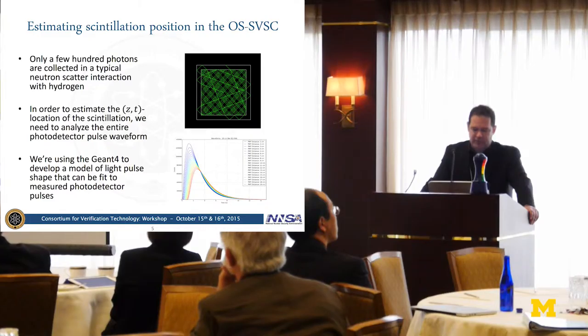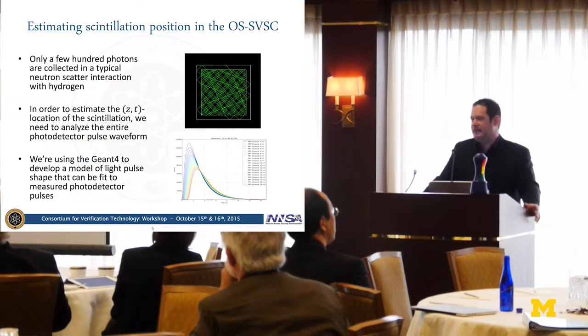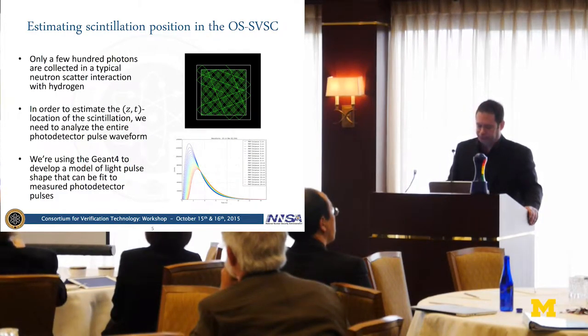And in order to determine the Z position of the scintillation, you really end up having to fit the full waveform of the photoelectron pulse. So we're using JON4 to try to develop models of light pulses that we can use in maximum likelihood estimation to infer the Z location from that time history of photon arrivals.